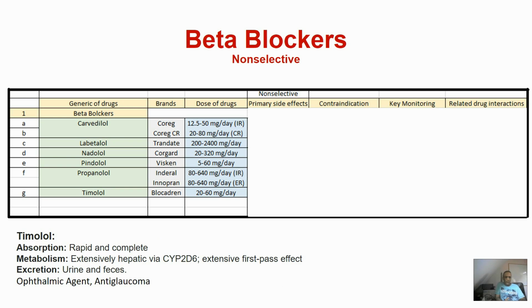And the last drug of this group, Tenormin, its absorption is rapid and complete. Metoprolol is extensively hepatically metabolized by the enzyme CYP2D6, and it has extensive first pass effect. We can use it for glaucoma in the eye, and excretion is normally with urine and feces, and mainly we use it as an ophthalmic agent as anti-glaucoma.